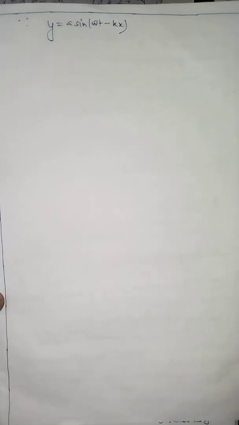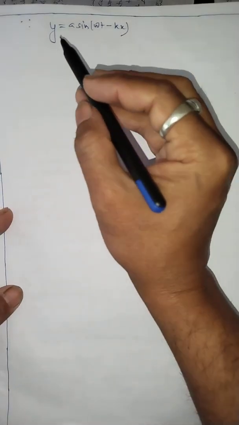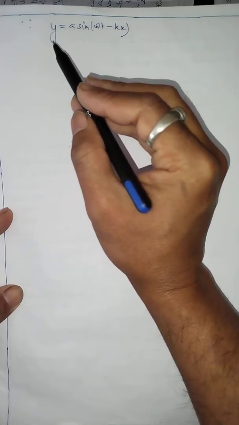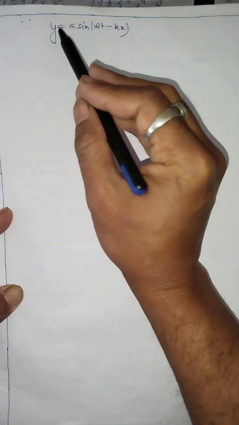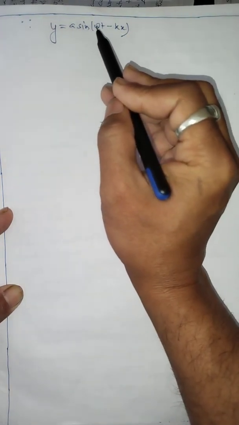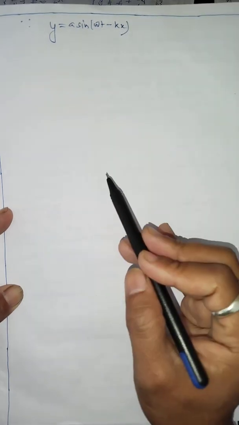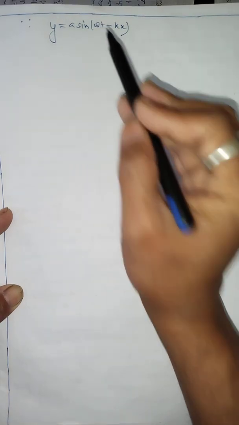Alright, my dear children, we will continue writing the displacement equation of plane progressive harmonic motion. In the last video, we had done up to this relation: the displacement of the particle in a plane progressive harmonic motion along the positive direction of the x-axis is given by y equals a sine(omega t minus kx), where k is considered as the propagation constant.